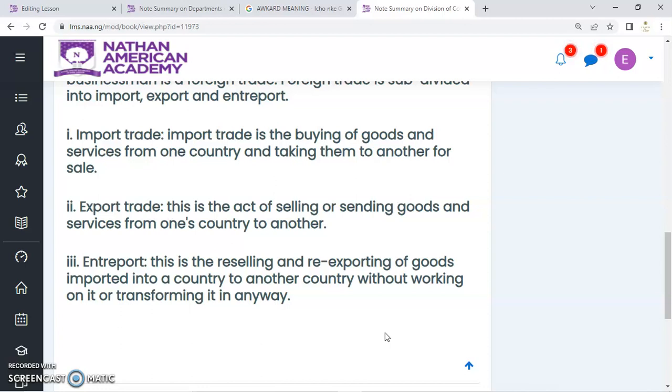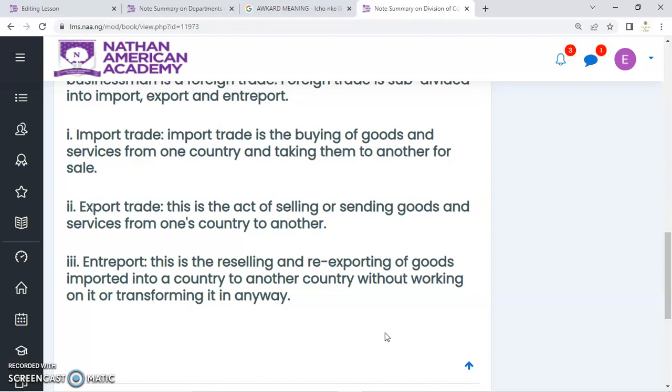where the Ghanaian businessman bought cocoa pods from Nigeria and took it to his country. And when the cocoa pod got to his country, he changed the form of the cocoa pod from cocoa into chocolate. And that product was exported from Ghana to America. So that is import and export. Import because the trader brought in cocoa pods into Ghana. And export because he further sent those goods out of Ghana to America.